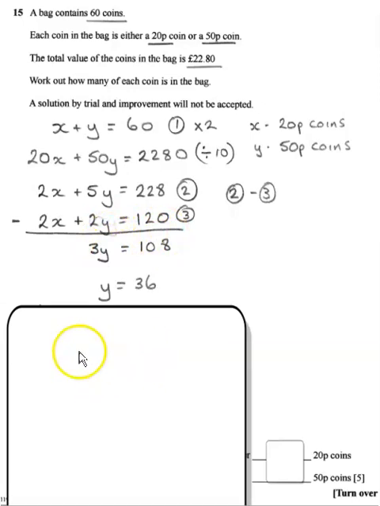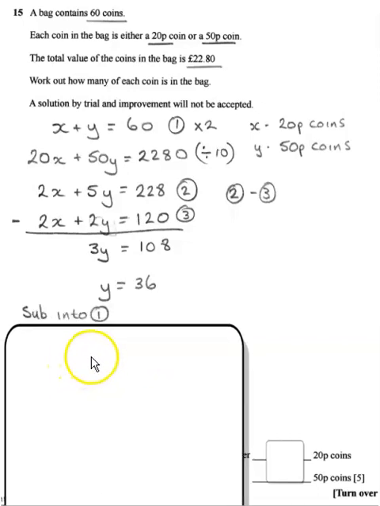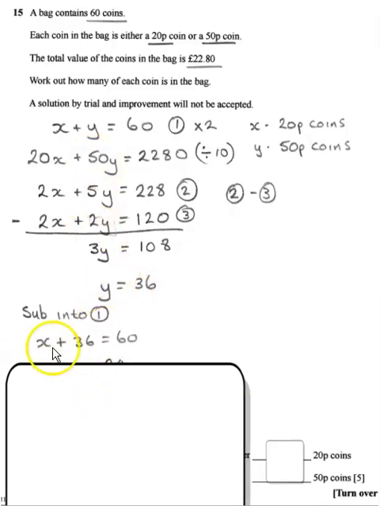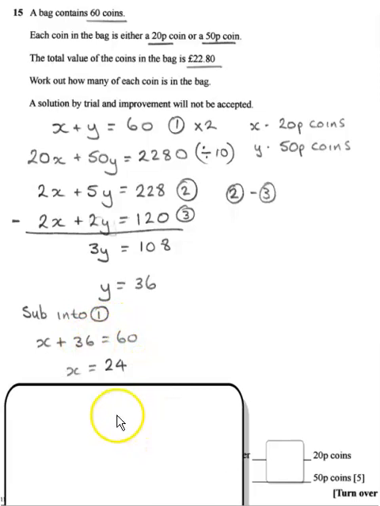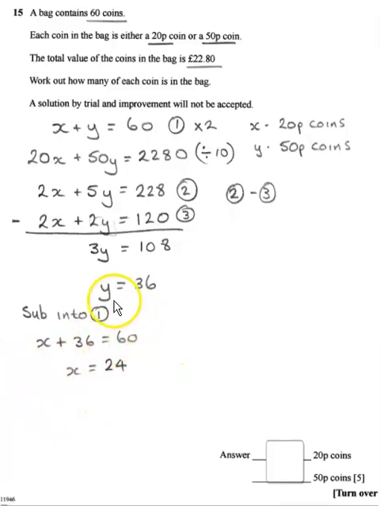So the next step is I substitute the 36 into equation 1. That would mean x plus 36, because that's the y, equals 60. And then we'll do 60 take away 36, which is 24. So now we've got x is 24 and y is 36. And that's your two.